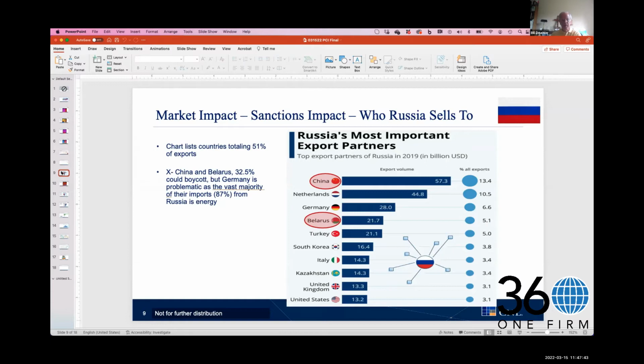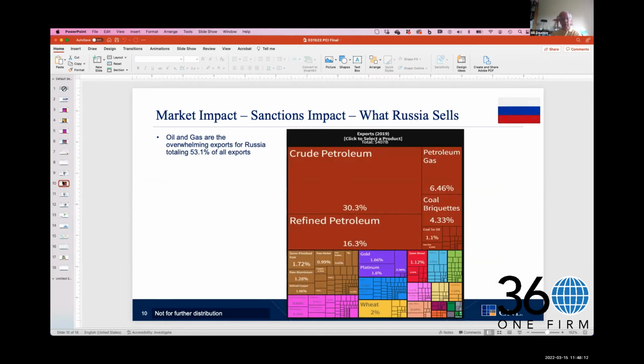Here, in terms of who Russia sells to as far as their exports, once again, China and Belarus, two friendly countries, are their major trading partners. Germany is somewhat on the ropes here because the vast majority of Germany's imports, 87%, is Russian energy. So it's a tough go if others decided to step back. Next slide, please. In terms of what Russia sells, no surprise here.